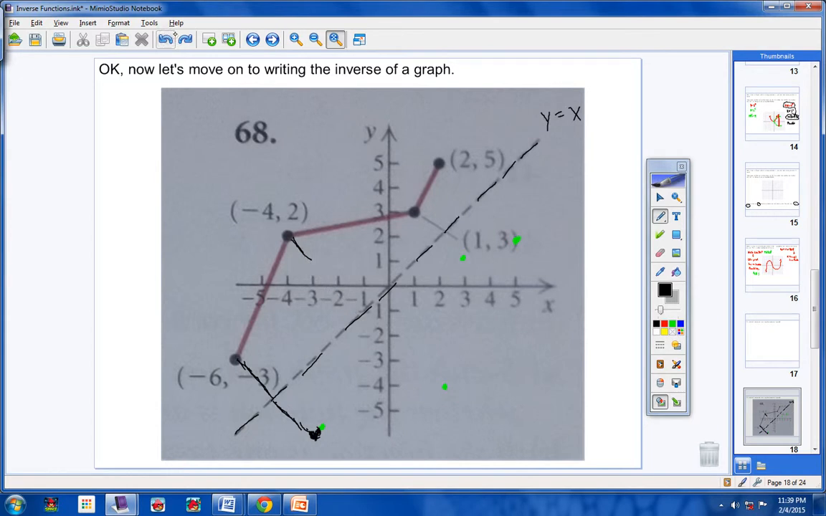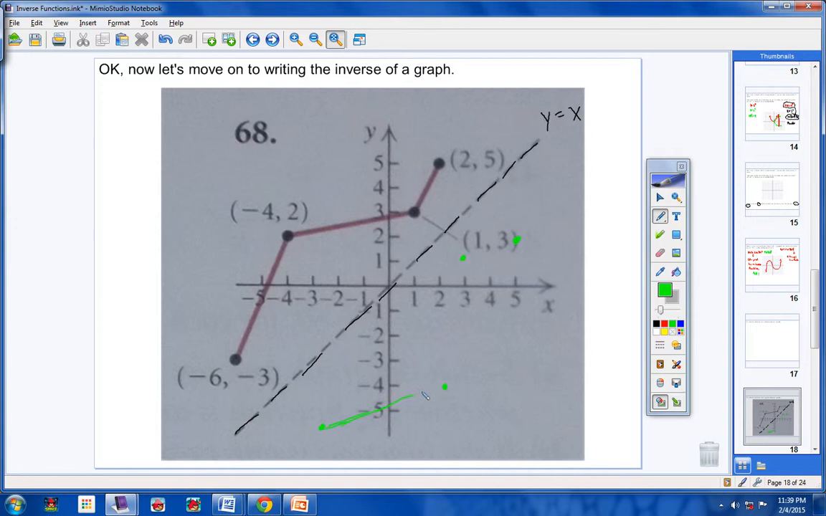And understand that that's always true for every point that exists on this graph, okay? That you can draw a line from the point to y equals x perpendicular, and it'll be the same distance from y equals x to the other inverse point. So what I've done is I have now taken these 4 points and I have written the inverse points over here. Now I'm ready to sketch the graph.